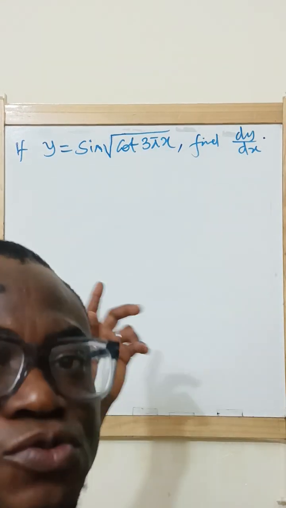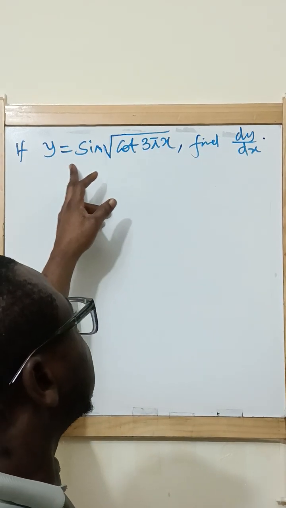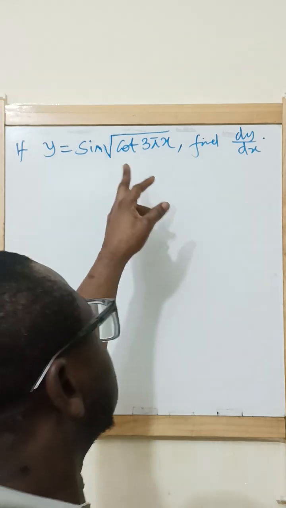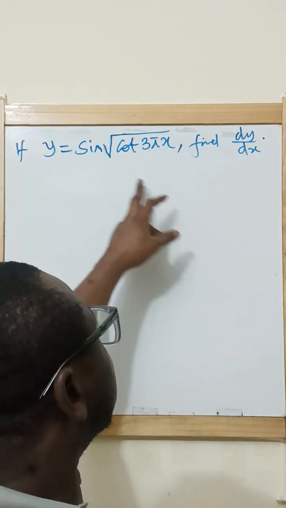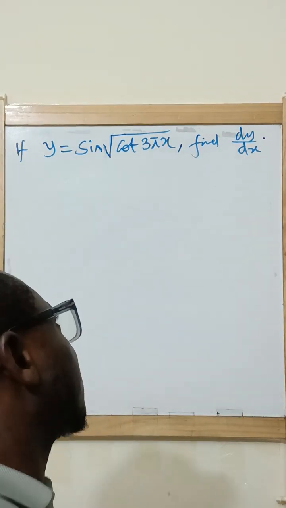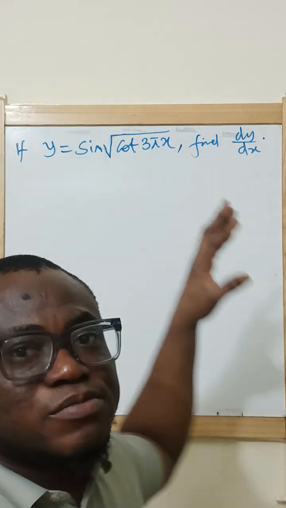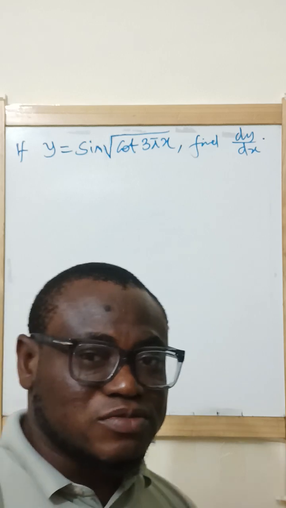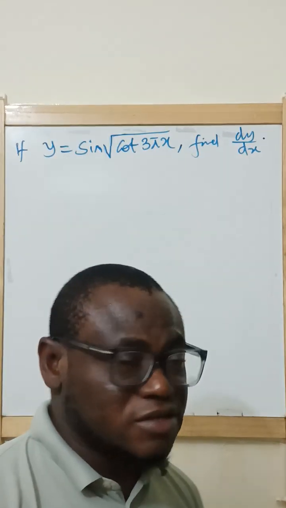So we want to look at this question. In this question, we are told that if y equals sine of the square root of cot 3 pi x, then find dy/dx. To solve this, this is a function of a function, so we are going to use the chain rule to solve this problem.